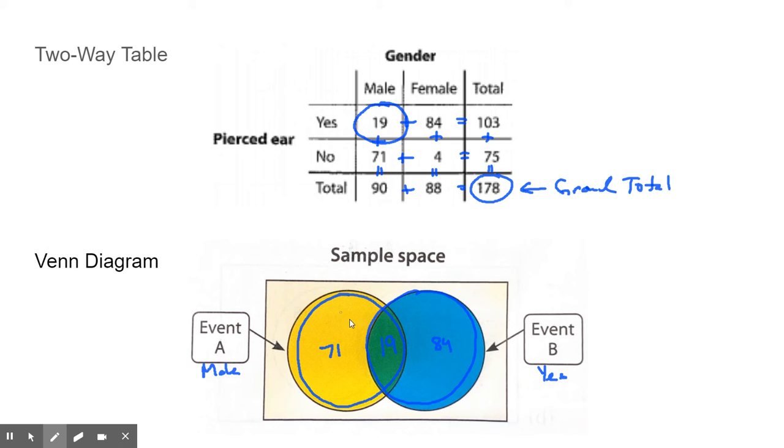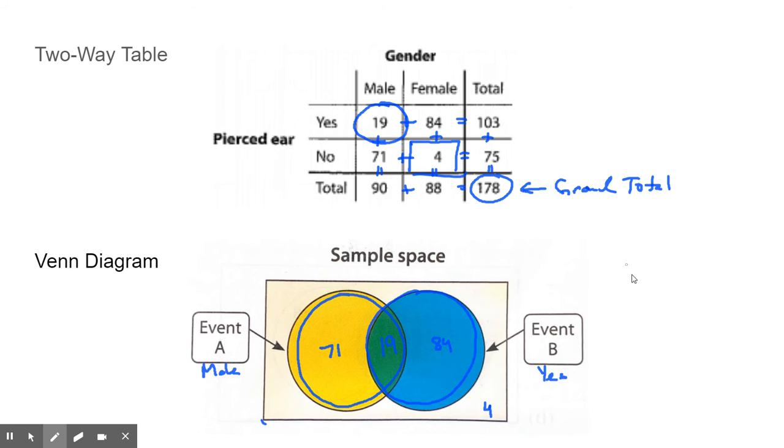So this yellow circle should add to 90, which is the total number of males because it's the male circle. And this blue circle adds to 103, which is the total number of pierced ears. So then inside this rectangle, which represents the entire sample space, there's going to be a number that goes here in this corner. And that's going to be all of the non-males and non-pierced ears. That's this box right here, 4. Okay, so these are not males and they don't have pierced ears. There's only one box on the table there.